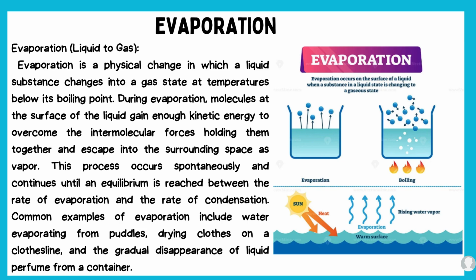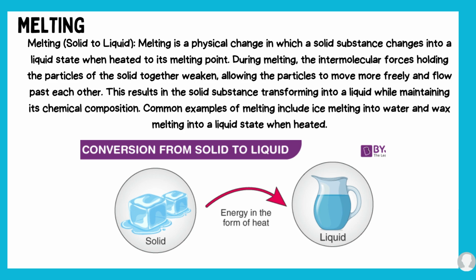Common examples of evaporation include water evaporating from puddles, drying clothes on a clothesline, and gradual disappearance of liquid perfume from a container. So this time we have the melting. So when we say melting, it is solid to liquid. Melting is a physical change in which a solid substance changes into a liquid state when heated to its melting point.